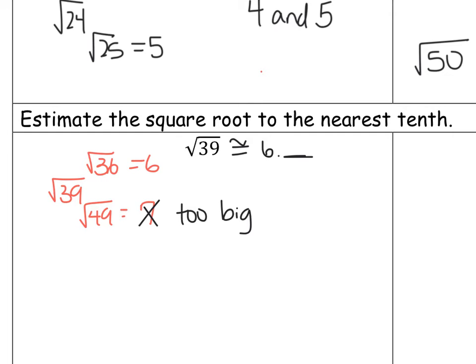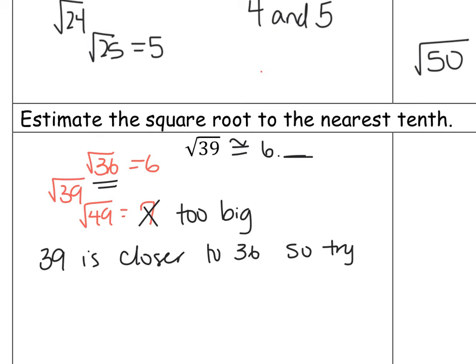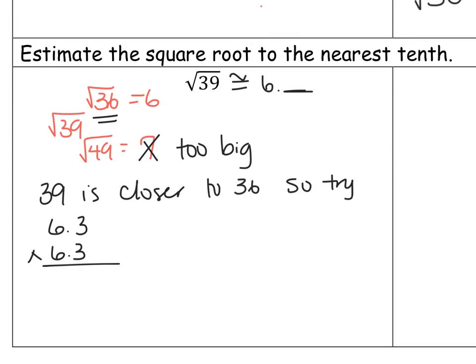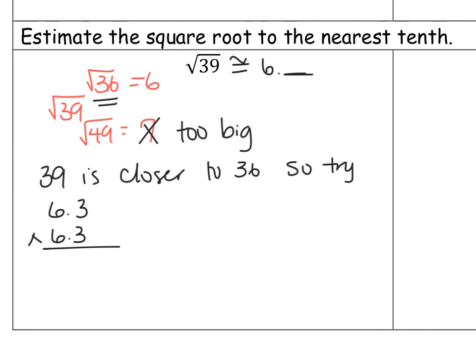So when we look at 39, 39 is closer to 36, which is right here, than it is to 49. It's not halfway, so we're going to try about 6.3. If we multiply 6.3 times 6.3, we're going to see if we can get a number that is close to 39.